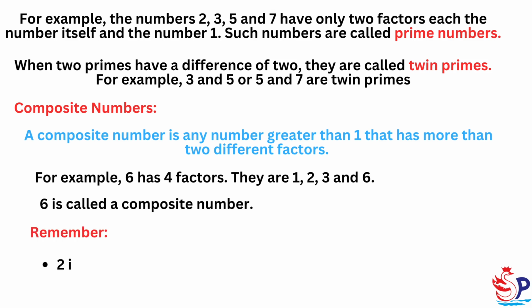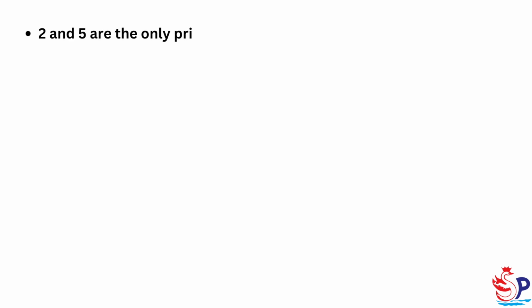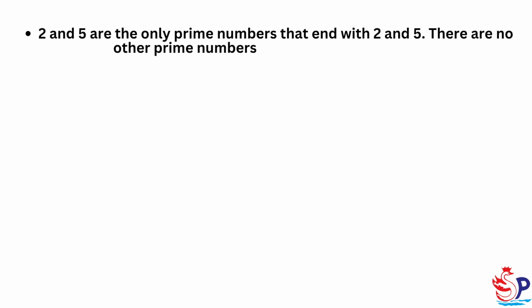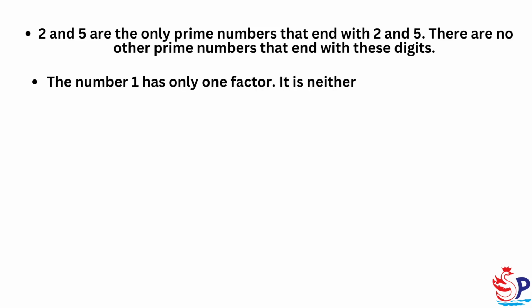Remember, 2 is the only even prime number. 2 and 5 are the only prime numbers that end with 2 and 5. There are no other prime numbers that end with these digits. The number 1 has only 1 factor. It is neither prime nor composite.